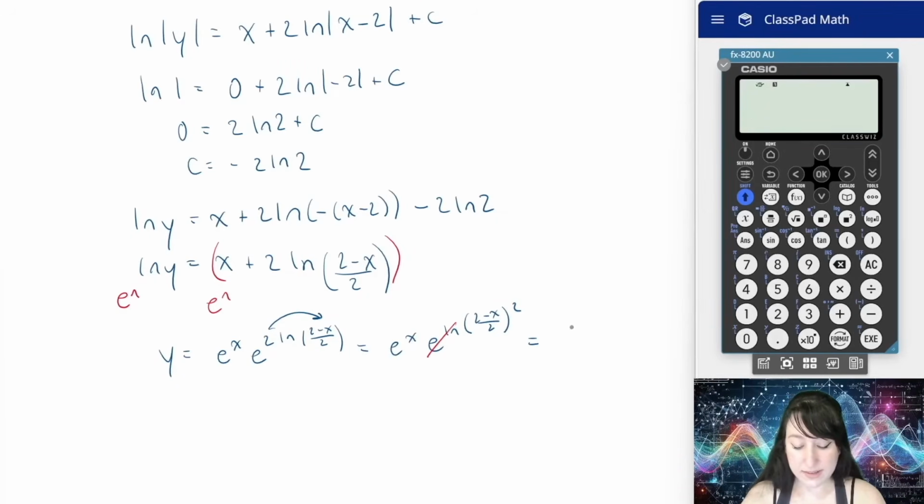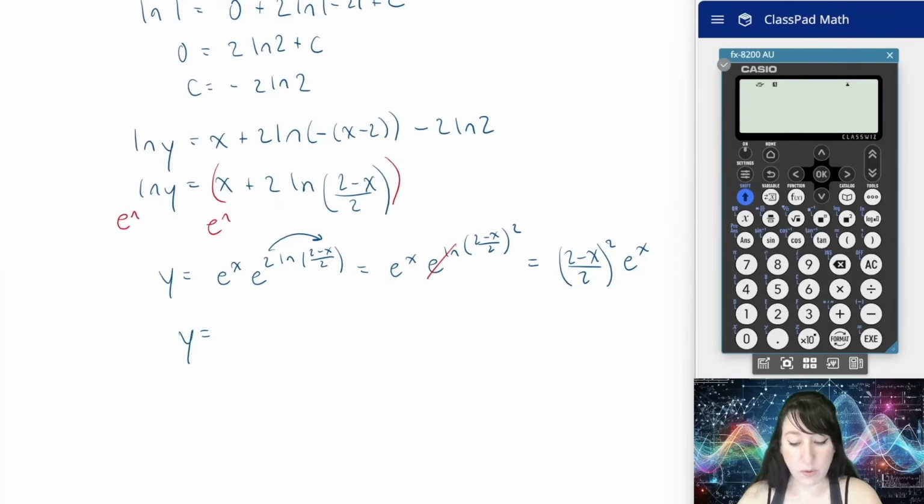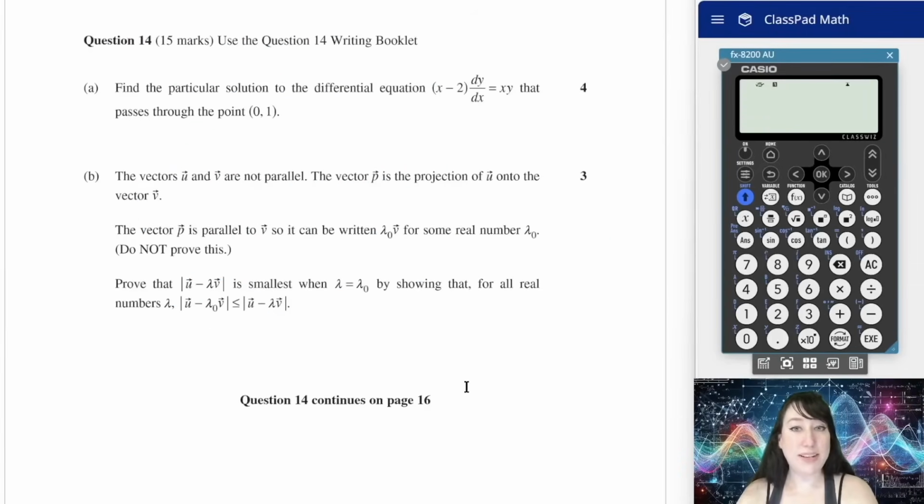So we get ((2 minus x) over 2) squared times e to the x. If we want it to look a little nicer, we could write (2 minus x) squared over 4 times e to the x, or something like that. And that's our answer.